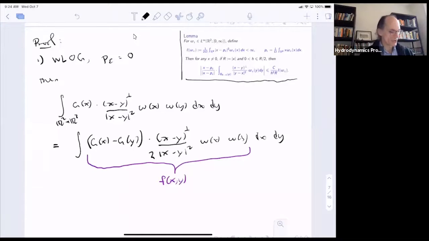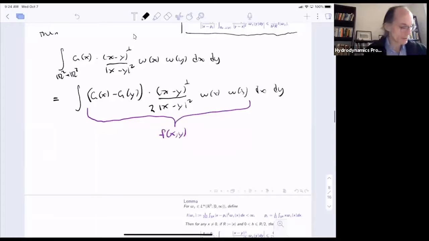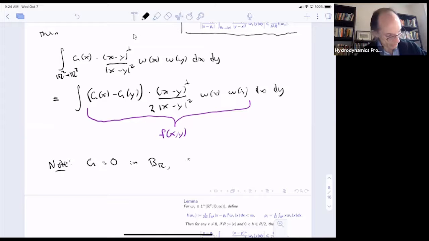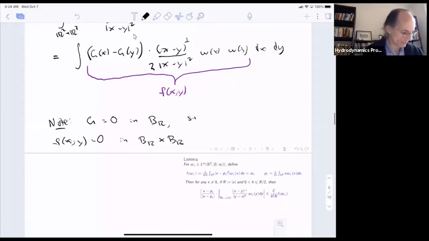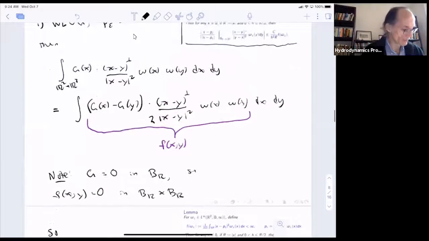And so note, G is 0 on the ball of radius R. So f of X and Y is 0 if both X and Y belong to the ball of radius R. And so I'm integrating only over points that are some distance away from the origin. And let me see. So then let's call this A.